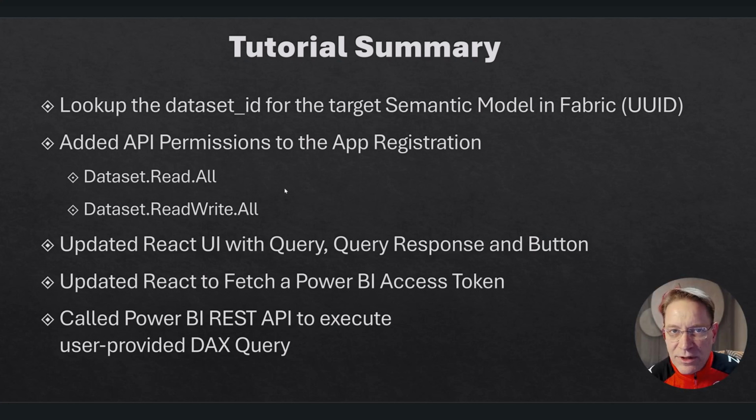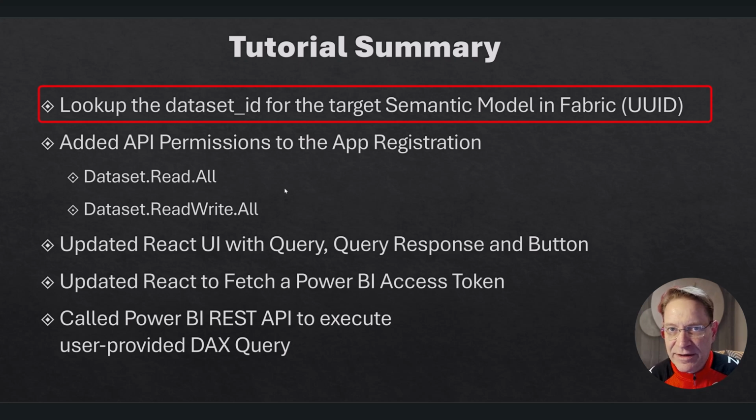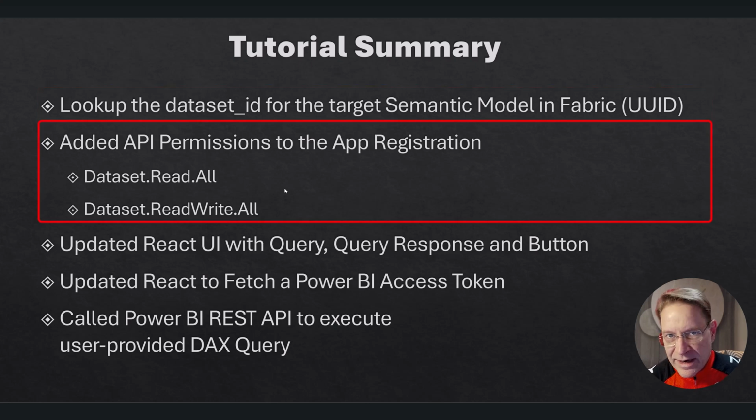Okay, that's it. We're all done. So let's just summarize what we did. We looked up the dataset ID for the target semantic model in Fabric. That was the UUID that we found on the URL when we were looking at the semantic model. We then added API permissions in Entra to the app registration. So we added dataset read all and dataset read write all from the Power BI section. That gives us the ability to enumerate datasets as well as query datasets.